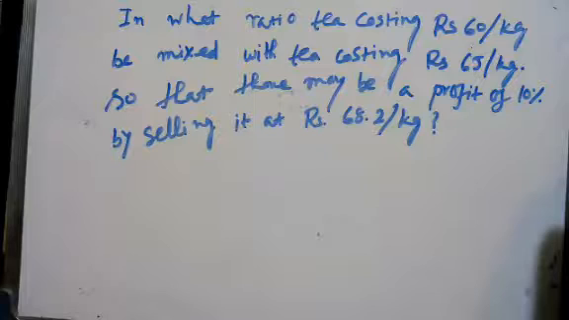Clear? So in what ratio should tea costing 60 rupees per kg be mixed with tea at 65 rupees per kg, so that there may be a profit of 10% by selling at 68.2 per kg? Clear?